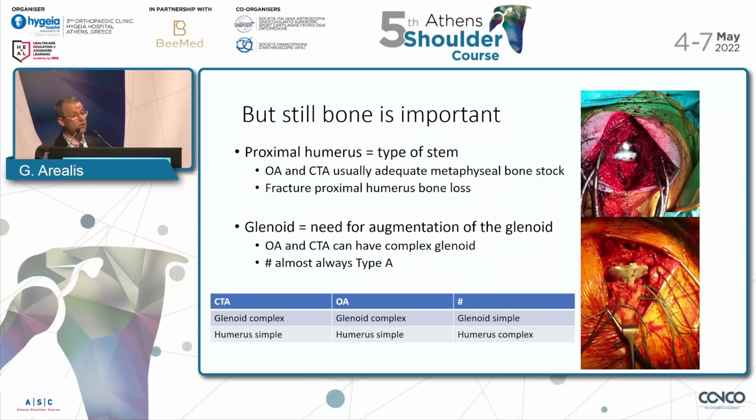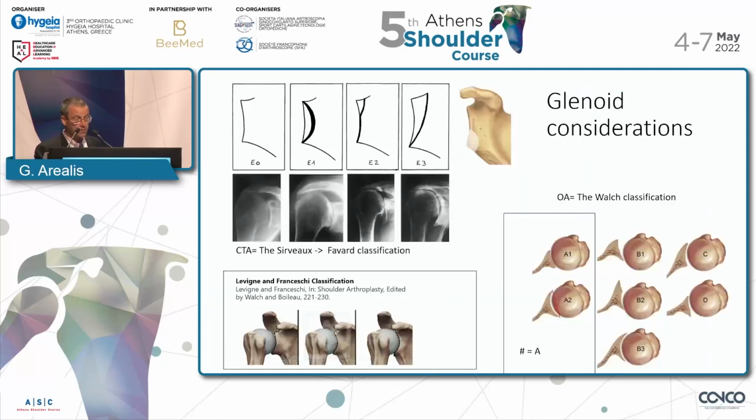And if we go on the glenoid side, usually in the fracture scenario, the glenoids are normal. In fact, in the Australian registry, they're all type A glenoids, so it's extremely rare to have glenoid issues. Contrary with osteoarthritis and cuff tear arthropathy, but more common with osteoarthritis, you need to consider your glenoid and see whether you need to augment it and what kind of augmentation you're going to use for that. And these are the glenoid considerations. They're extremely important because there's a lot of research and a lot of problems that may come out if you don't address your glenoid appropriately.